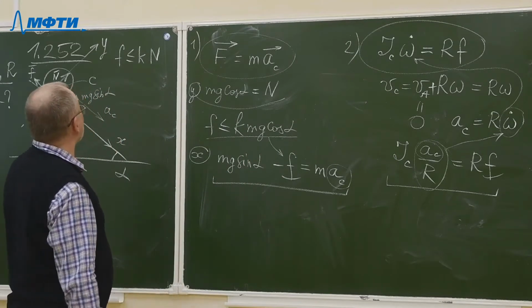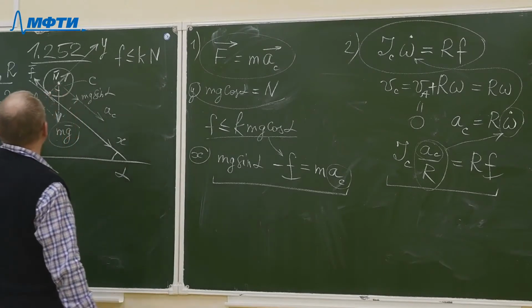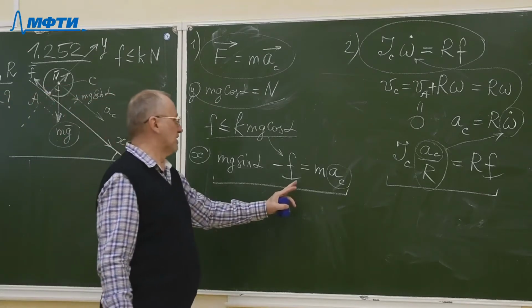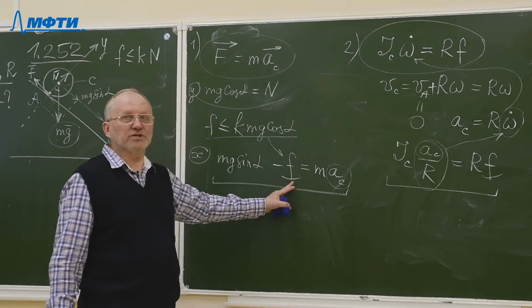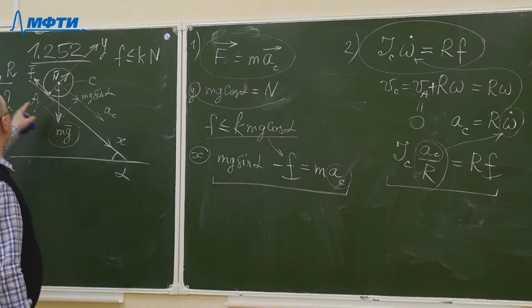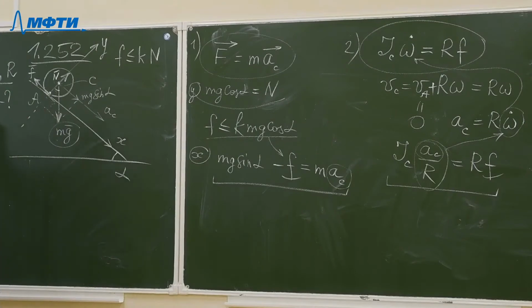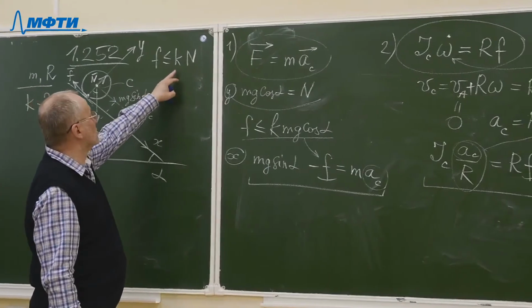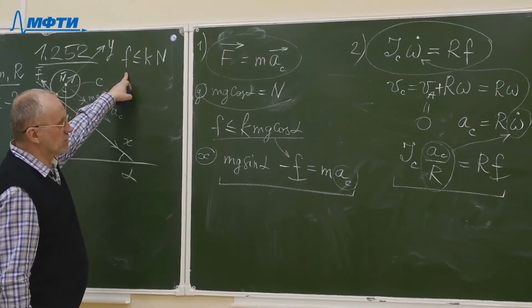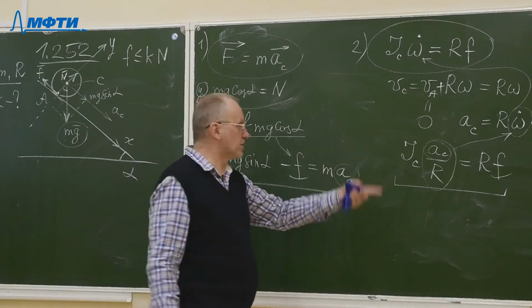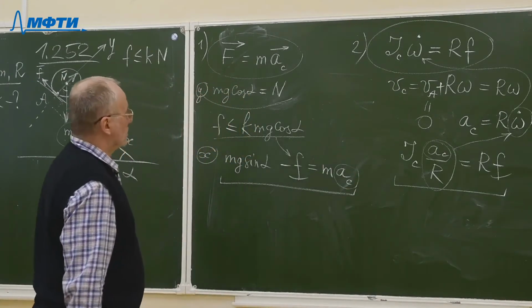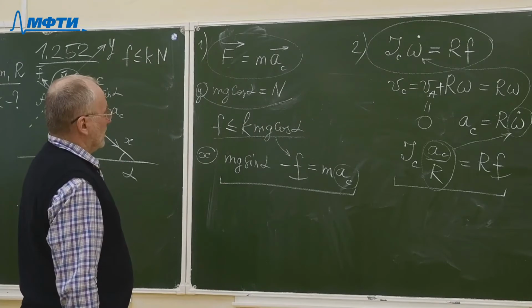Well, in this problem, we have to find the coefficients of friction. So we have to find the force of friction. We don't need acceleration. If we keep in mind the final purpose of our solution, the final purpose is the coefficient of friction. So what we need is the force of friction. We don't need acceleration of the center of mass. So we have to exclude this quantity from these equations. We have to exclude it.